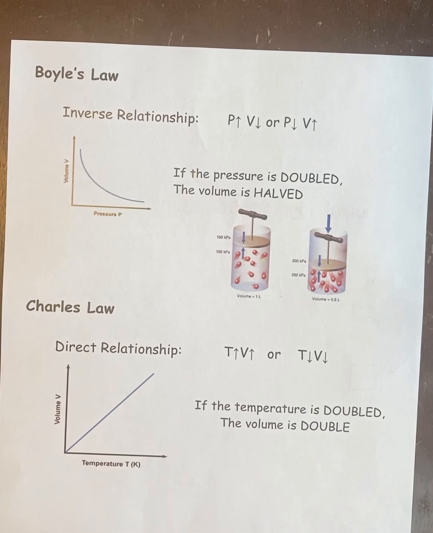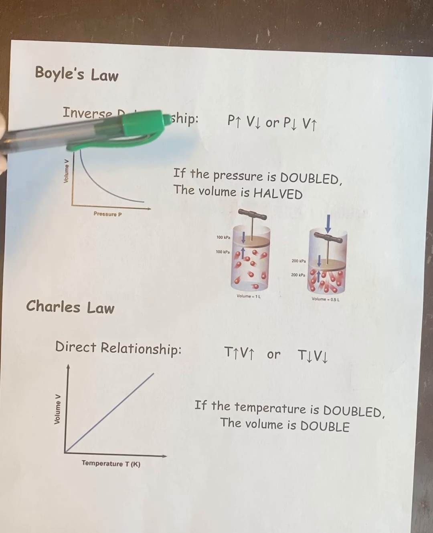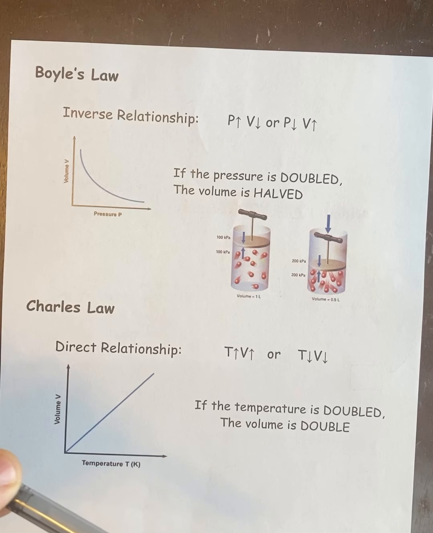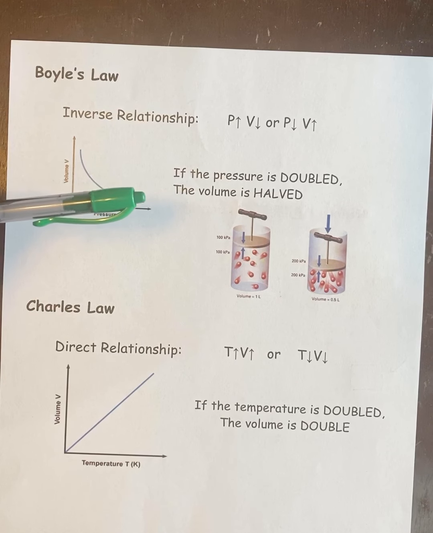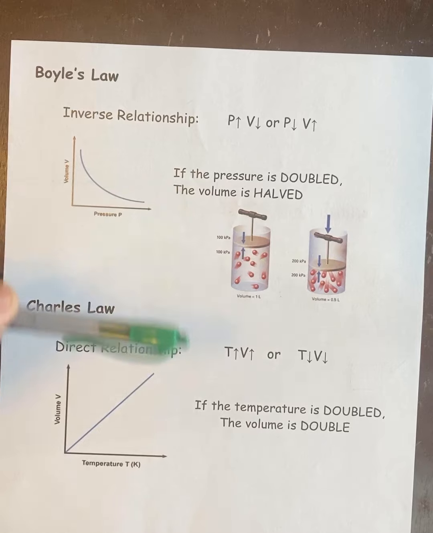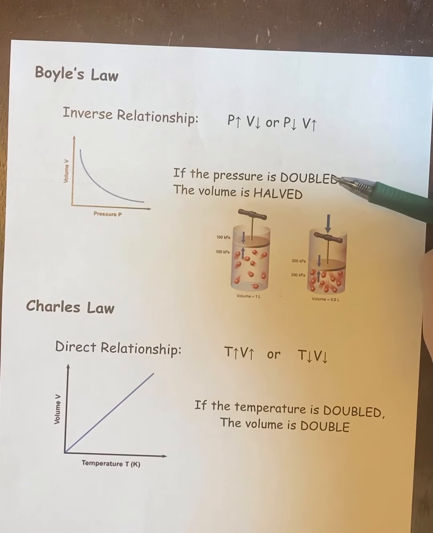So the two relationships we have to worry about are called Boyle's Law and Charles's Law. Boyle's Law is the relationship between pressure and volume. Charles's is temperature and volume. So here's how it works. If you increase the pressure on a gas, don't worry about the doubled and the halved, because that is true for an ideal gas, but we'll just go even simpler.